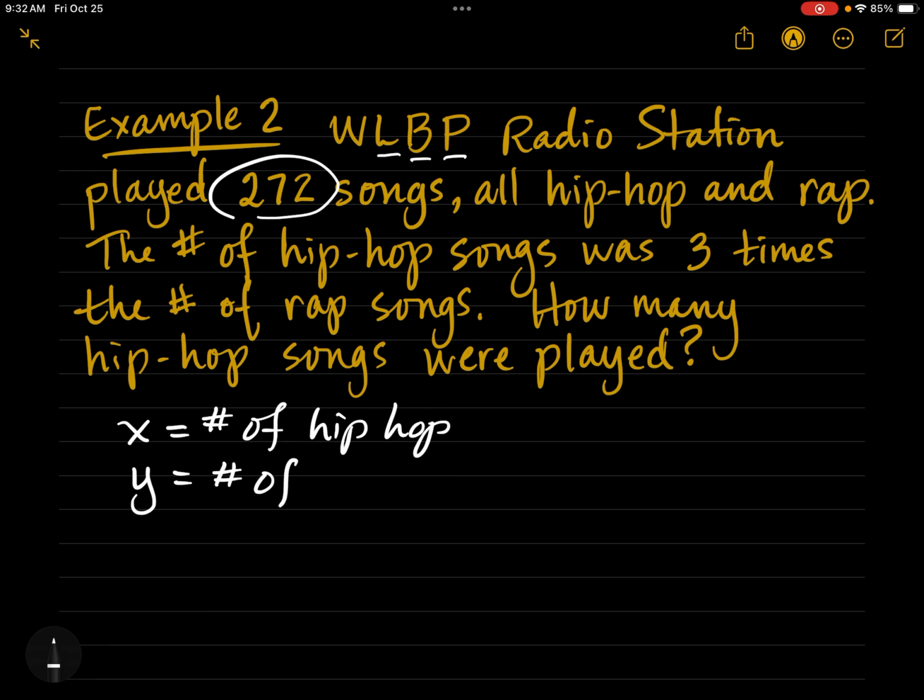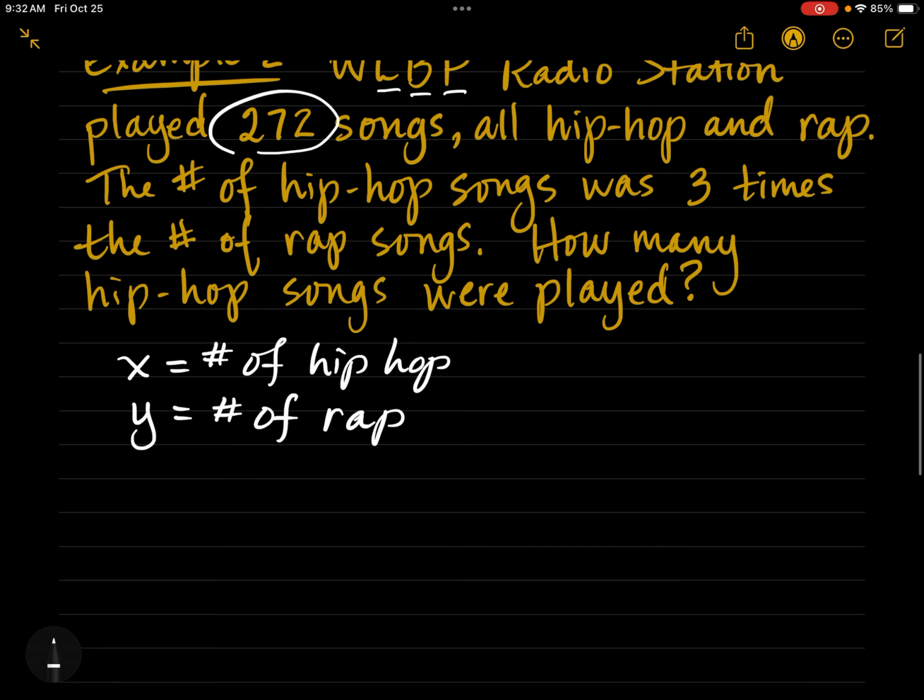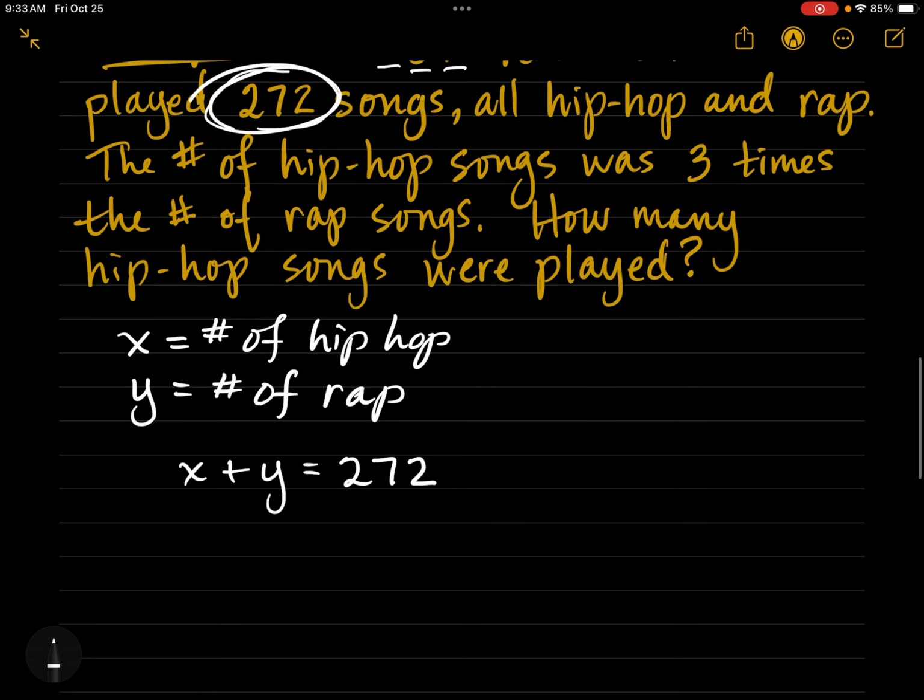And Y be the number of rap songs. And it doesn't matter which you choose. So X plus Y equals 272 songs. Says we played 272.